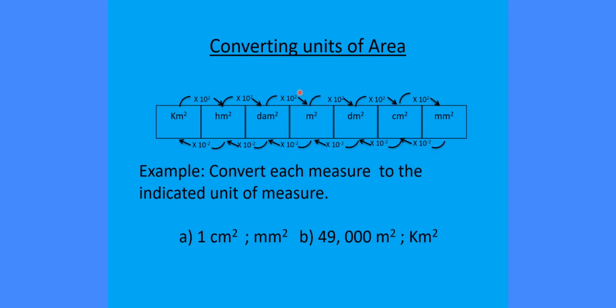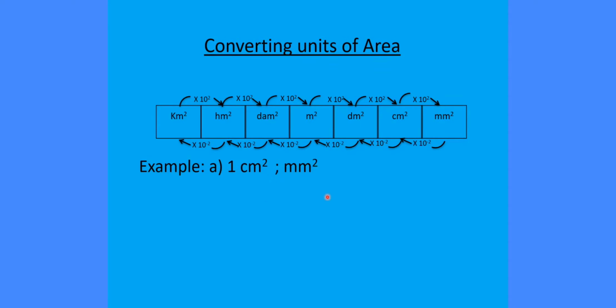Now converting units of area. Okay, since we are converting metric to metric, we will use the switching method. So we have here 2 examples. Example A, 1 square centimeter will be converted into square millimeters. Then example B, 49,000 square meters will be converted into square kilometer. Take first example A. Square centimeters is right here.